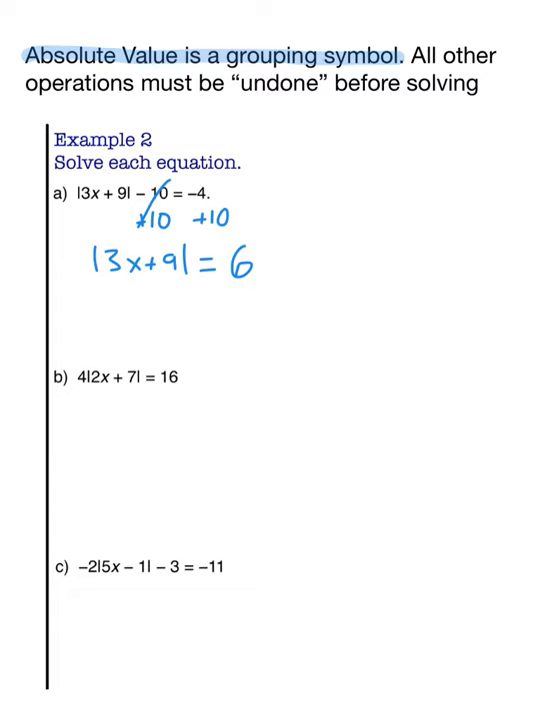All right, now I have just the absolute value equal to a number, so from here I'm going to set up two equations. So I could have either 3x plus 9 equals 6, or I could have 3x plus 9 equals negative 6.